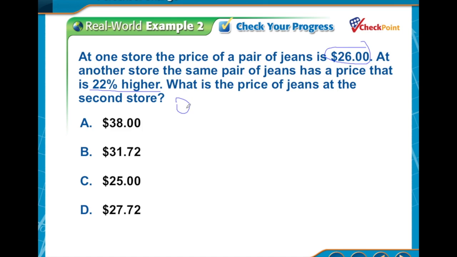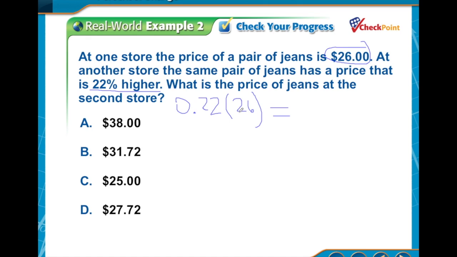So we need to do some multiplication here. So 0.22 is 22% as a decimal. And if I multiply 0.22 or 22% times my original value, $26, that's going to tell me what the increase is. This percent increase, what that is in dollars. So 22% of $26 is going to give me what? Well, we can check this in a calculator.